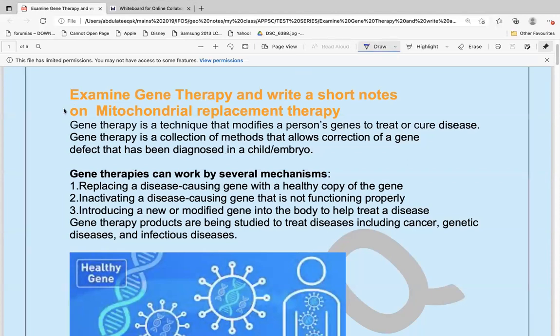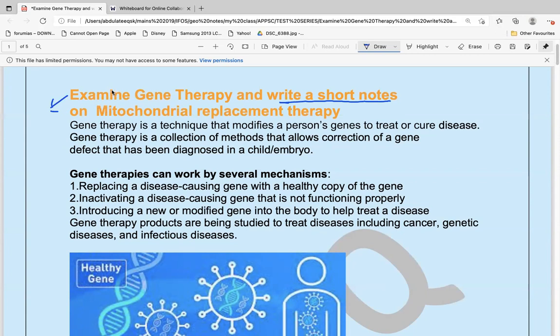Then what is the second step? Identifying the question tags: examine, and also write a short note. Now, based on yesterday's discussion, can you pause and think how much weightage I should give to the two parts in the answer? What would be the weightage for the first part and what would be the weightage for the second part? Pause and think for a while.